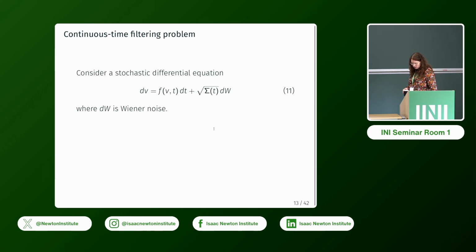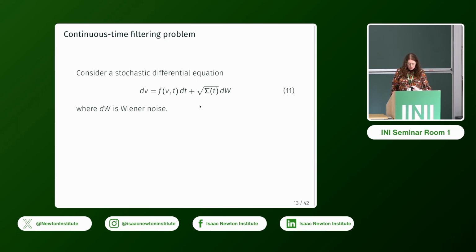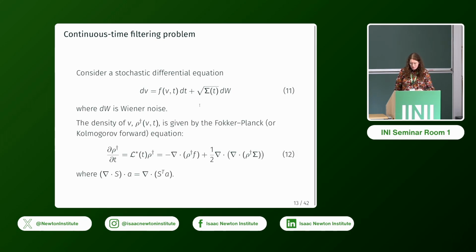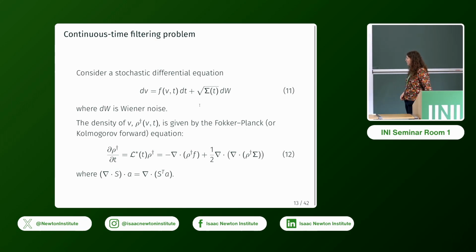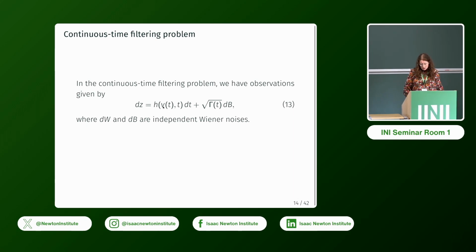Okay, I'll just finish up this introductory part with a little note about the continuous time filtering problem, which is nice because we can write the solution in closed form. If we go to continuous time, we have this SDE, which is the counterpart to what I showed before. Then we have an unconditional density for this SDE that's given by the Fokker-Planck equation. And then we have this observation process. So the observations are coming in continuous time.